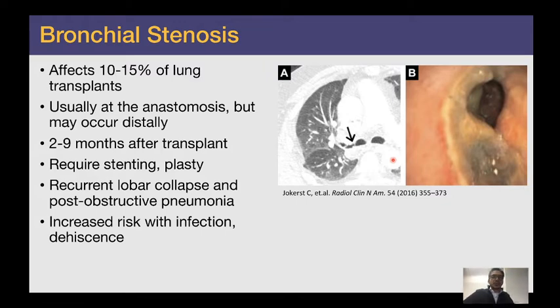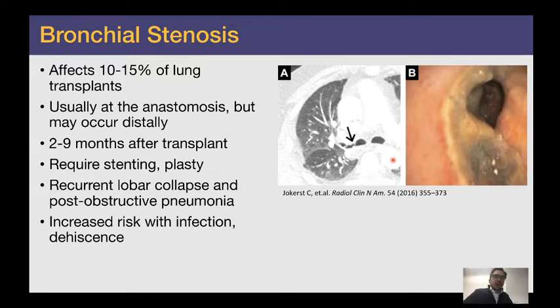And bronchial stenosis is something that happens 2 to 9 months after transplant, and it affects 10 to 15% of lung transplants. This usually occurs at the anastomosis, but it can occur distal to the anastomosis as well. And there's many reasons why a bronchial stenosis can occur. There's increased risk if you have a previous dehiscence. There's increased risk if you have an airway infection like airway aspergillus.